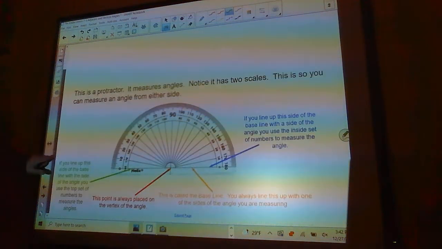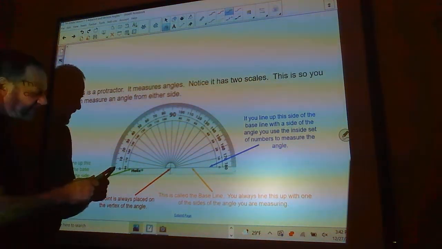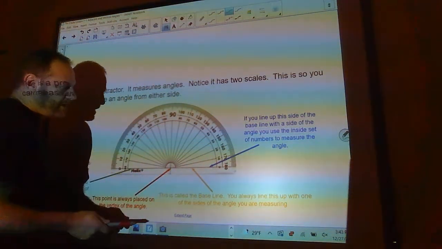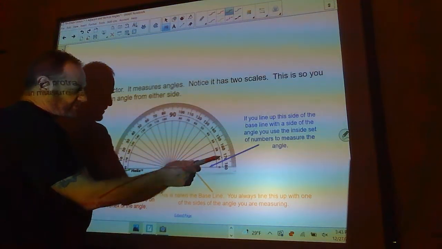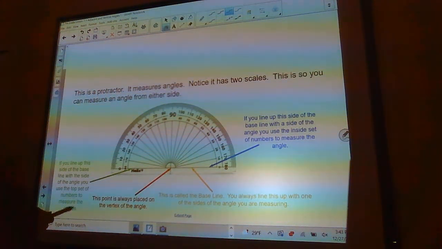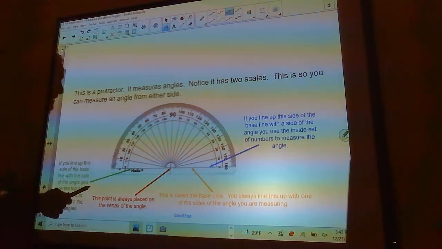Okay, this right here is a protractor. It measures angles. You're going to notice it has two scales. It's got a scale on the outside that goes from 0 up to 180 over here. It's got a scale on the inside that goes from 0 to 180 over here. The reason it has two scales is so that you can measure an angle from either side.